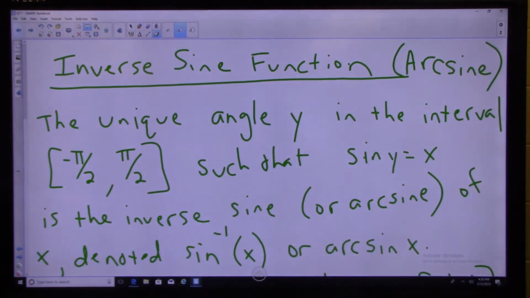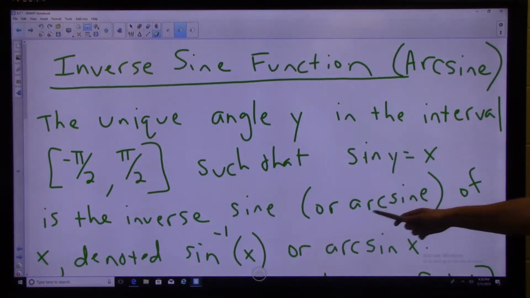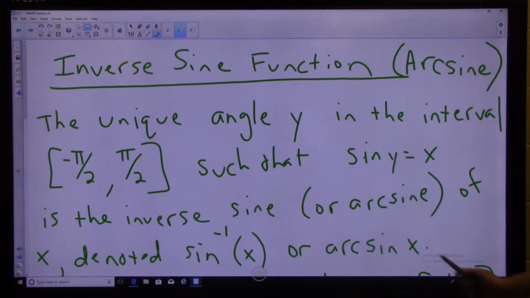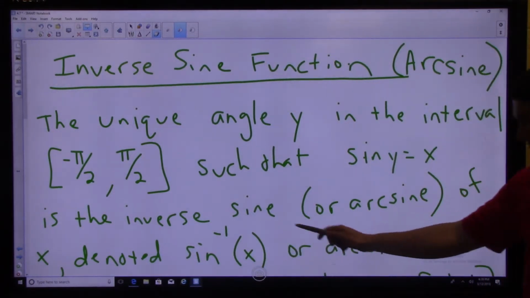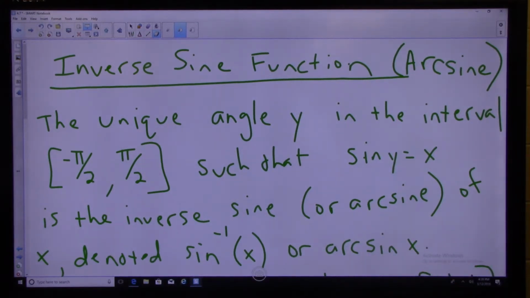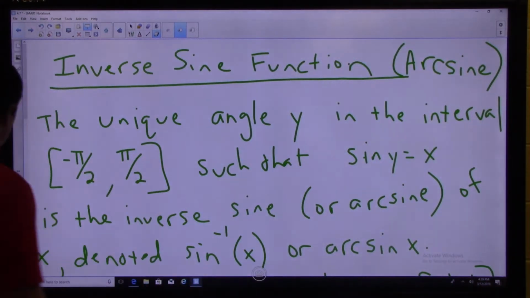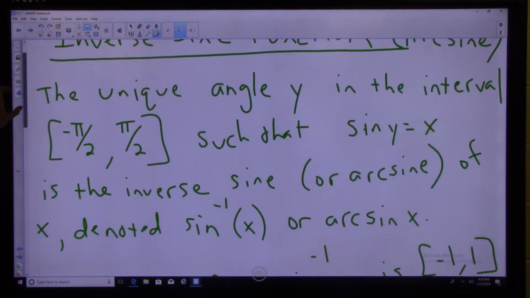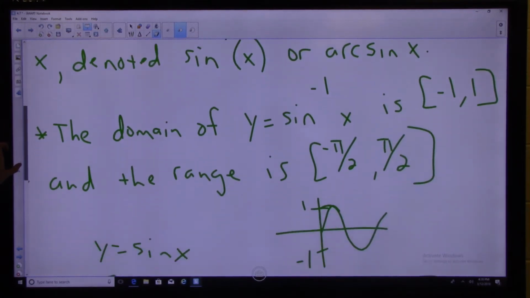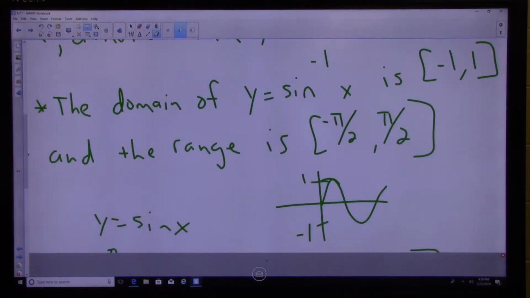It's going to be the unique angle y in the interval from negative pi over 2 to pi over 2, such that sine of y is equal to x, is the inverse sine, or arc sine, that's what we can call it, of x, denoted this way or this way. So you can write sine to the negative 1 power of x, or you can write arc sine of x, either way. Pause it there if you haven't gotten that written down. Then I'm going to keep scrolling down.